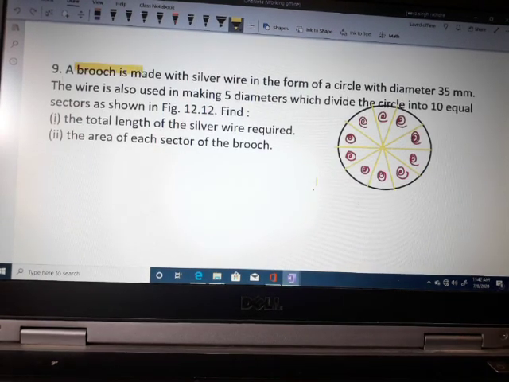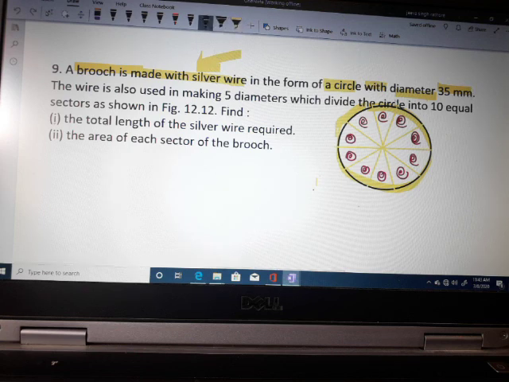Question number 9. The bronze is made with the silver wire in the form of a circle. सर्कल के फॉर्म में ये ब्रोंज बनी हुई है, ये पूरी सिल्वर कलर में बनी हुई है, इसके साथ में डायमीटर भी इंक्लूड है, वो भी सिल्वर से बने हुए, 35 mm जिसका डायमीटर ये है, तो रेडियस इजीली निकाल सकते हैं. डायमीटर दे रखा है सर्किल, तो रेडियस ऑफ सर्किल कितना हो जाएगा, डायमीटर का हाफ, तो 35/2 mm, that is the radius. And how many diameters are there, 5 diameters.